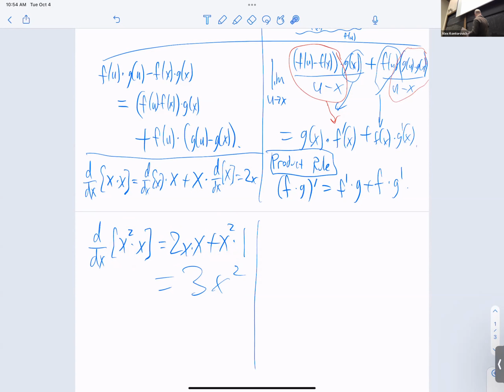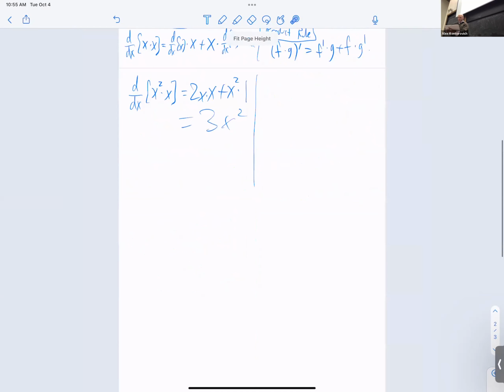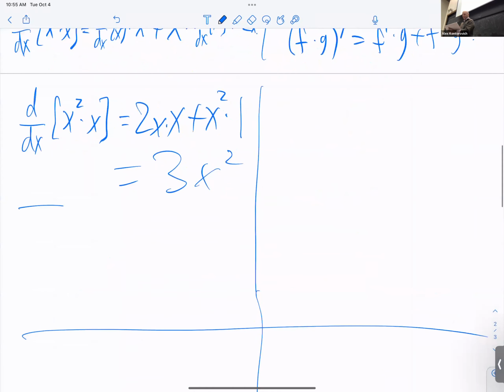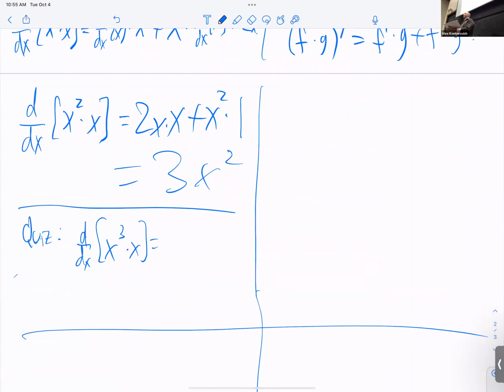And now I'm asking you to do the same thing for the function x to the fourth, which you can think of as x cubed times x. So how'd you guys do it? Let me put it here so I don't forget what we did. Quiz. The quiz is to differentiate x to the fourth, which you can think of as x cubed times x. So how'd you do it?